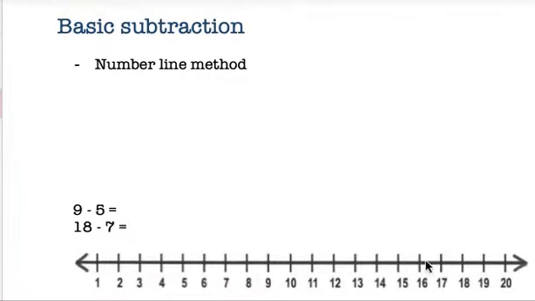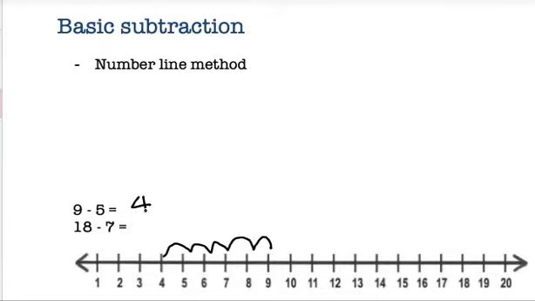Just 9 minus 5. When you use the number line method, you always start with the bigger number here, okay? And we're going to find that number on the number line. So we're going to come over here and I'm going to go from that number. I'm minusing 5, so I've got to go backwards by 5. So I go 1, 2, 3, 4, 5. And that is my answer, okay? 9 minus 5 is 4.